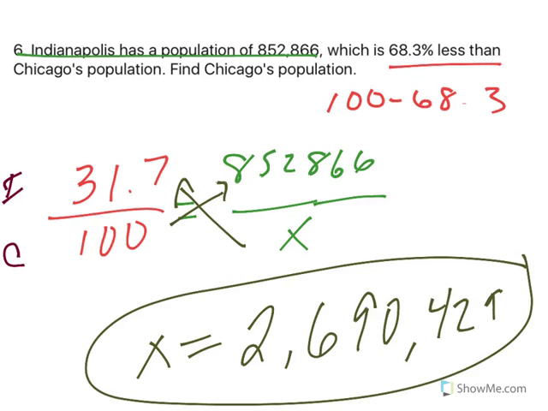2,690,429. Make sure you round to the nearest person. In a population, you can't have partials. Even if people aren't all there, they're still a whole person.